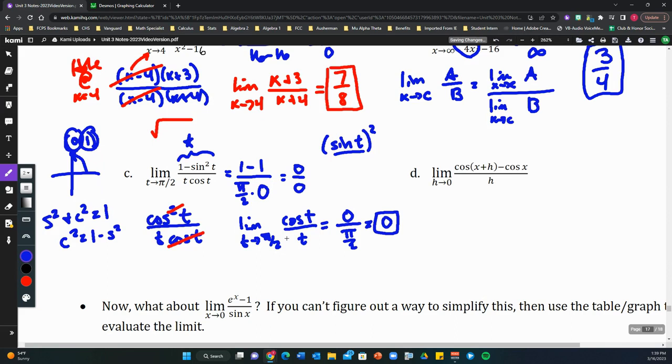Okay. And now this last one. So limit as h approaches 0 of cosine of x plus h minus cosine of x all over h. Well, if I try direct substitution, I get cosine of x plus 0, which is just cosine of x, minus itself, so that's 0. And then h on bottom becomes 0. So again, a red flag.